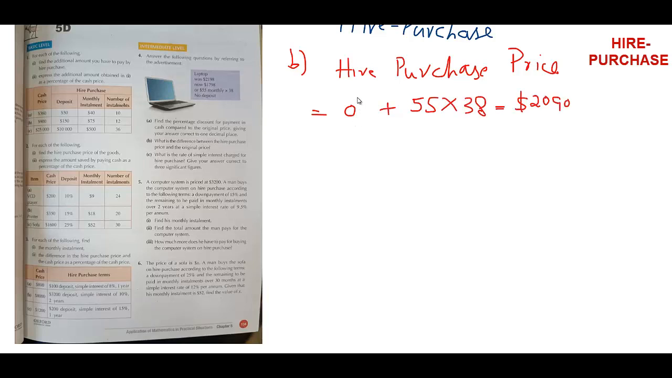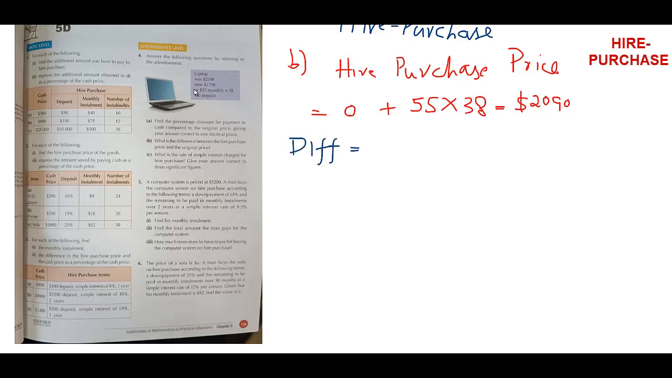As there is no initial deposit, 0, plus the total installments. One installment is $55, and the total number of installments is 38. 55 into 38 plus 0. 0 is the down payment. So the total hire purchase price is $2,090. Whereas it is available on cash for 1,798.